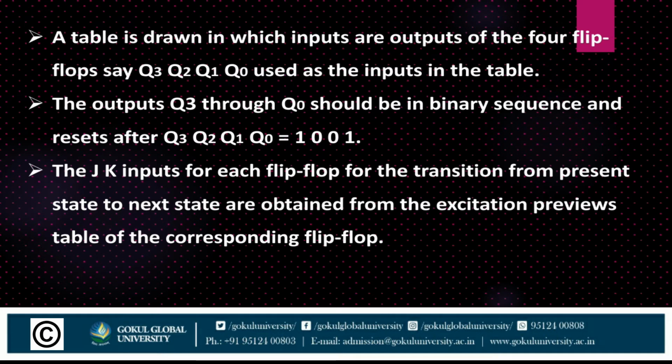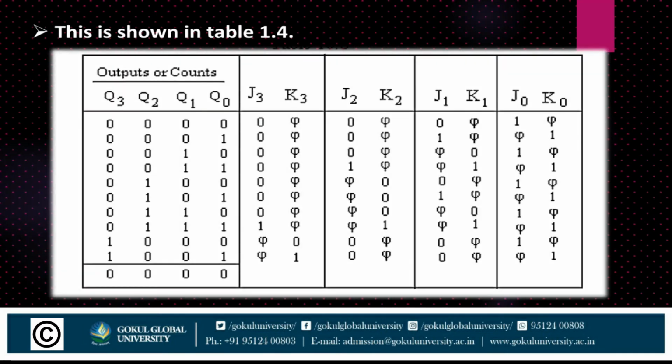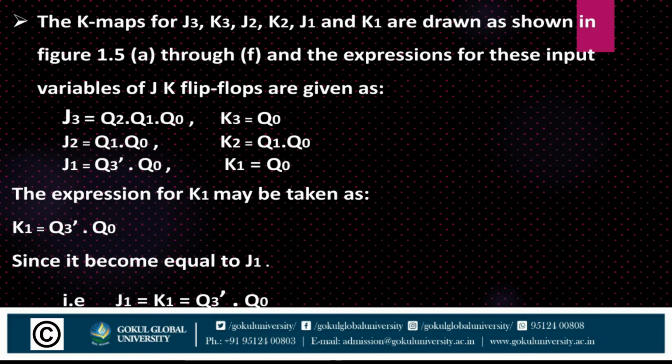The JK inputs for each flip-flop for the transition from present state to next state are obtained from the excitation table of the corresponding flip-flops. Next, this is shown in the table: output counter, JK3, JK2, JK1 and JK0. Next, the K-map.